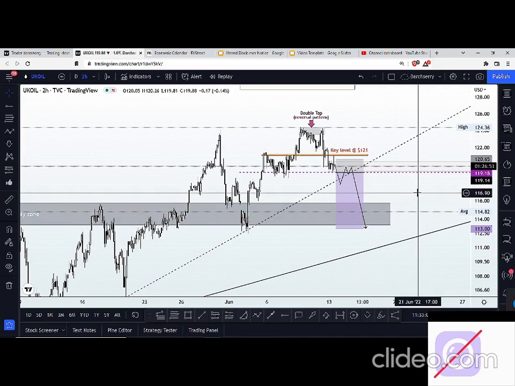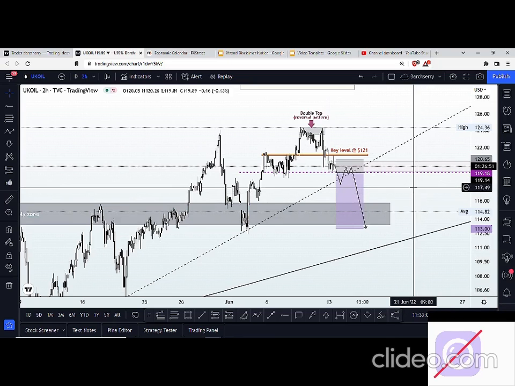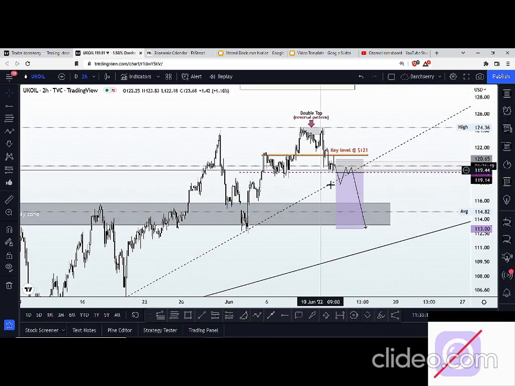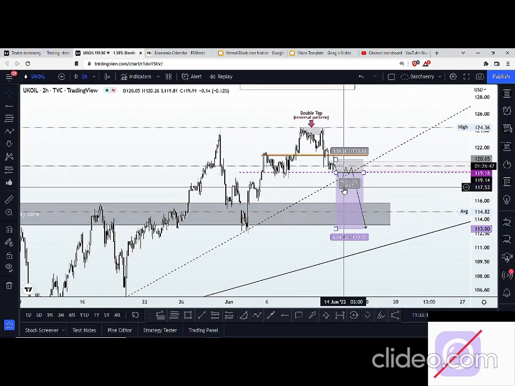So this is what my expectations are on the UK oil. So we have around 600 pips to catch if price moves as expected.